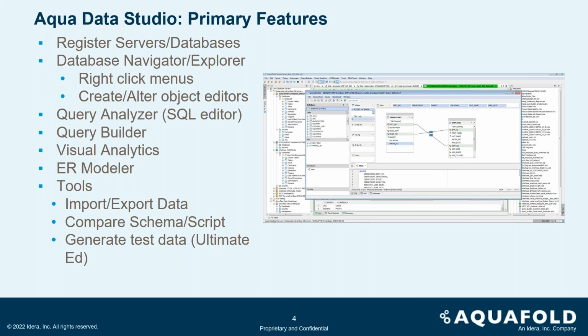One of the other features in Aqua Data Studio is the visual analytics component. For those that have to share their data with an organization in chart formats, it's a great drag and drop, easy to use tool. There's an ER modeler for blueprinting any databases that you have, or for building out a new database and running that SQL. There are multiple tools for importing and exporting data, comparing schemas, and generating test data. That does require the ultimate license key, but it is still a feature within the product.